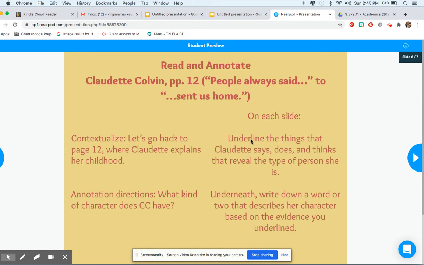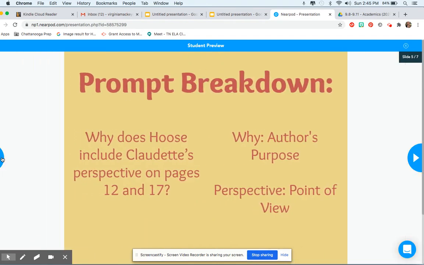On each slide, you will underline the things that Claudette says, does, and thinks that reveal the type of person that she is. Underneath the paragraph, you're going to write down a word or two that describes her character based on the evidence you underlined. And remember, we're doing all of this to answer this final question: why does Hughes, the author, include Claudette's perspective on pages 12 and 17?